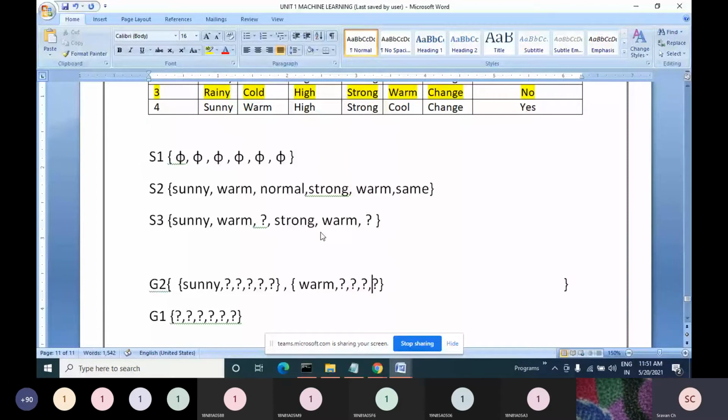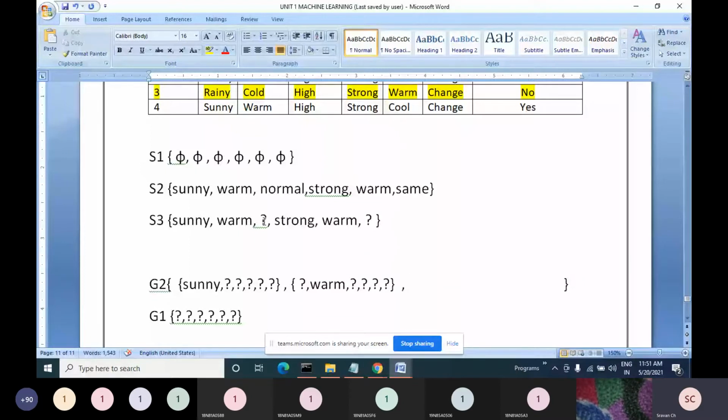I was comparing the second parameter. So first, third, fourth, fifth, sixth are question marks. Second parameter I have compared. Value in S3 was warm. Value in the negative example was cold. So I should write the value of S3, and I have written something like this. So now I am getting multiple hypotheses. Now I'll compare the third parameter of S3 with my negative example. Third parameter is already a question mark, so I need not compare. It will be a question mark only, so I will ignore it.